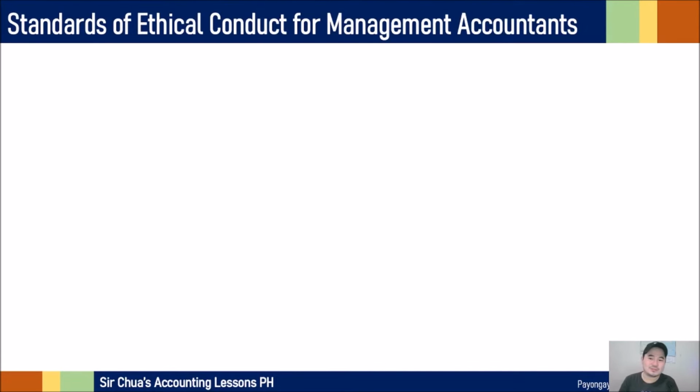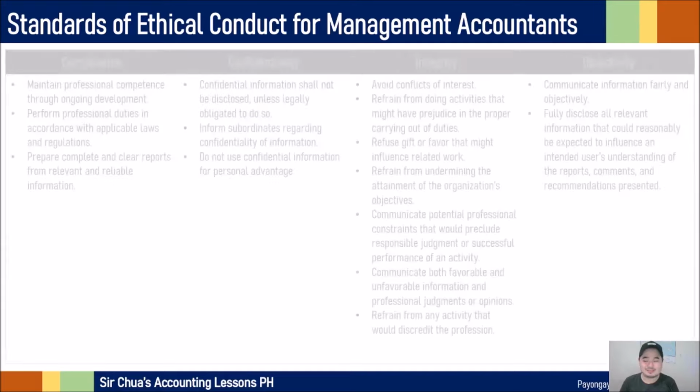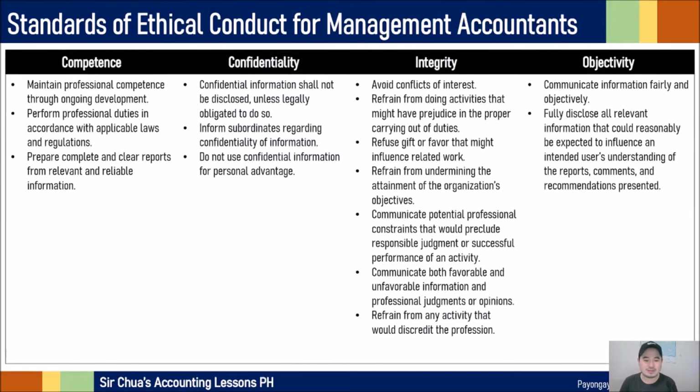These are the standards of ethical conduct for management accountants: competence, confidentiality, integrity, and objectivity. When we say competence, it's maintaining your competence, that you are still improving yourself, you are a good management accountant, you are very technical, you perform professional duties in accordance with laws and regulations, you prepare complete and clear reports that can be used in decision making. Competence in a sense that you really have the skills to be a good management accountant.